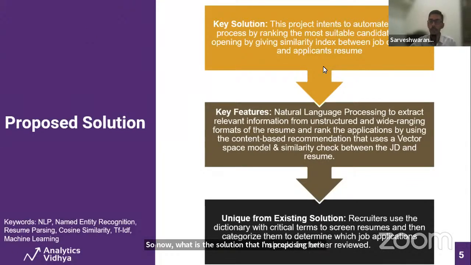So the key solution is that the project intends to automate the hiring process by ranking the most suitable candidate for that opening by giving a similarity index between the job description and the applicants, right? As an outcome of step number one, I have the JSON format. It is parsed and structured, and I'm converting it to a vector format. What next? I'm going to convert the job description also into a vector format. Now I have two vectors, all the resumes in the vector format, and the job description in the vector format. Right. What next?